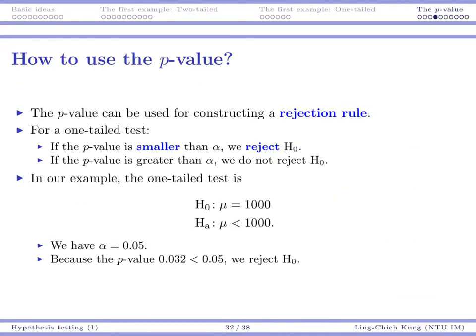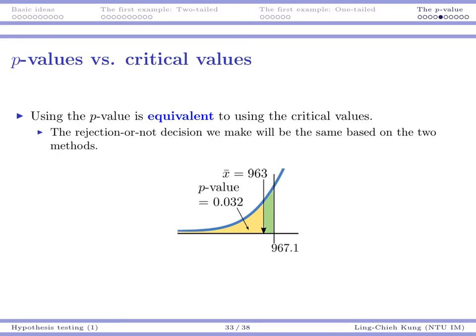Okay, so we know how to compute the p-value and what it means. Then how is it useful? We need to answer this question, right? The p-value can be used for constructing a rejection rule. For a one-tailed test, if the p-value is smaller than alpha, we would reject H0. Otherwise, we do not reject H0. So in our example, because the p-value, which is around 0.032, is less than 5%, we reject H0.